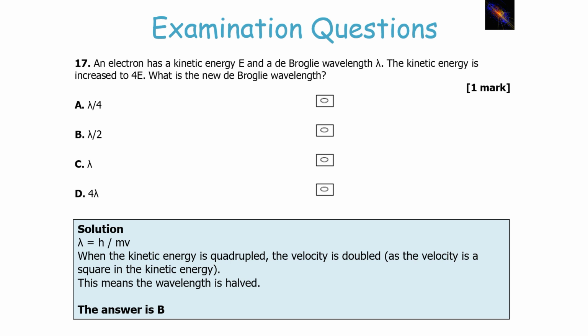So we know lambda is equal to h over mv. So when the kinetic energy is quadrupled, the velocity is doubled, because velocity is squared in the kinetic energy equation. So therefore, to maintain our overall value, we're going to have to halve the wavelength. So the answer is B.